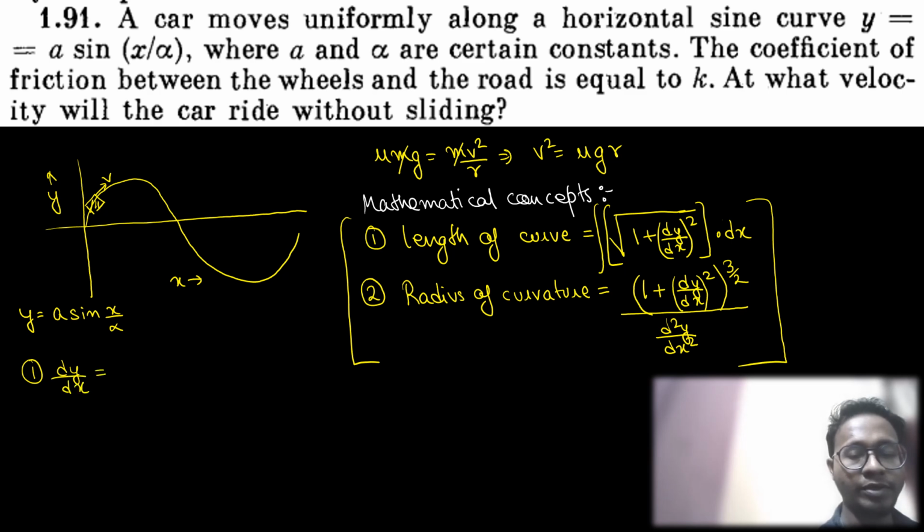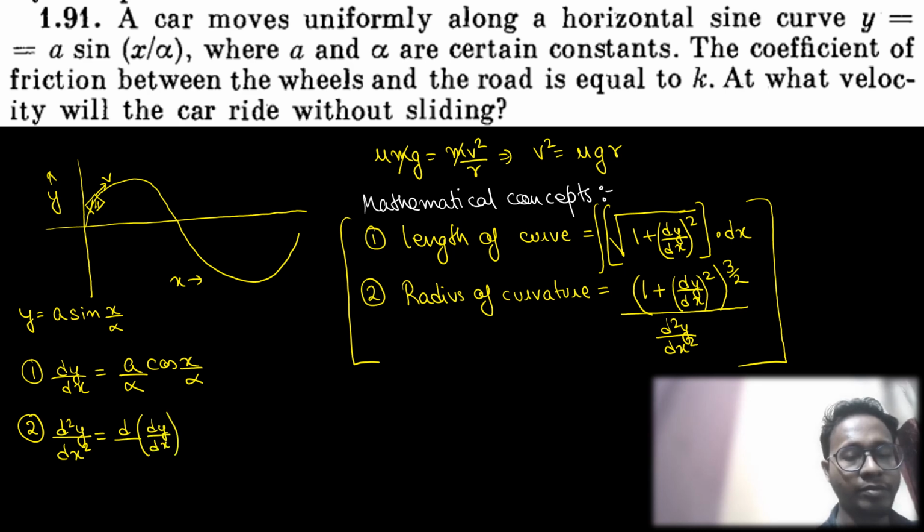Here we need two terms, dy by dx and d square y by dx square. For dy by dx, we have to differentiate this entire term with respect to x, which gives a cos x by alpha. And d square y by dx square is nothing but the differentiation of dy by dx with respect to x.